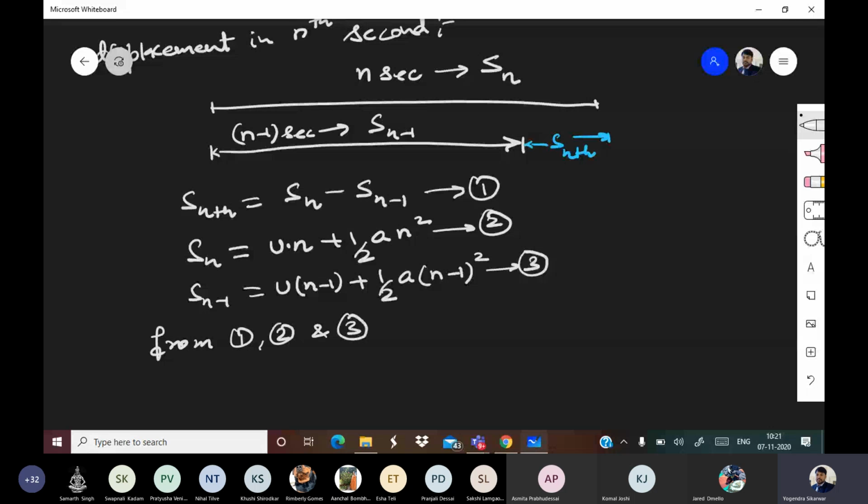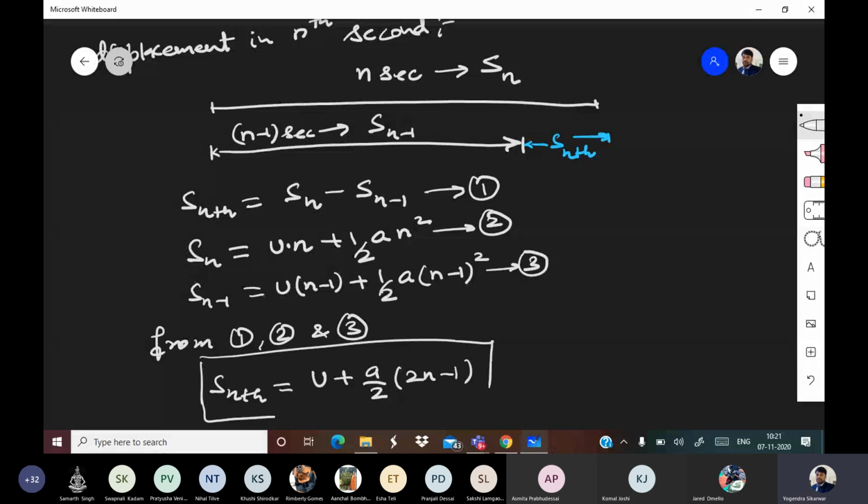what we can get is, I am writing directly, S nth is equal to u plus a by 2 into 2n minus 1. So this gives you the displacement in the nth second. That means for any particular second, how much it has displaced, you can calculate from here. Okay.